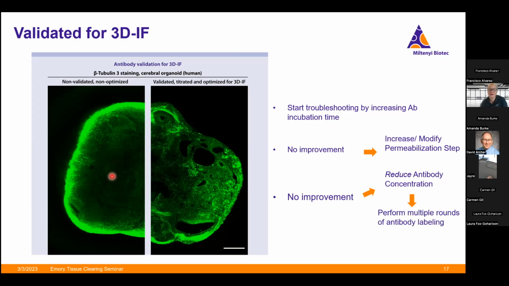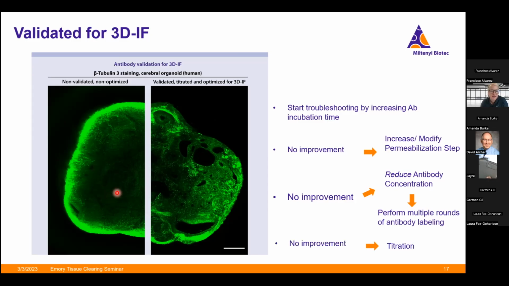In conjunction with the reduced antibody concentration, you may notice that you're not getting as much signal as you would expect to see. So in conjunction with reducing the antibody, I would also recommend performing multiple rounds of antibody labeling. So allowing more and more antibody to enter, but giving them enough space to not form this net here.